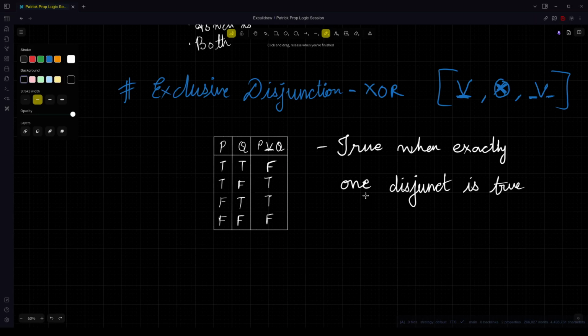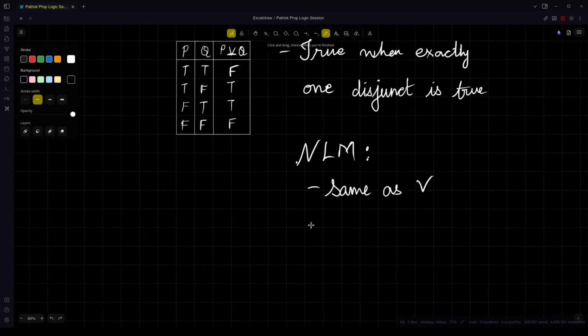So yeah, and natural language motifs are basically the same as an inclusive disjunction. So from now I'll write NLM as an abbreviation for natural language motif. Same as disjunction. A good practice is to specify when you're using it.